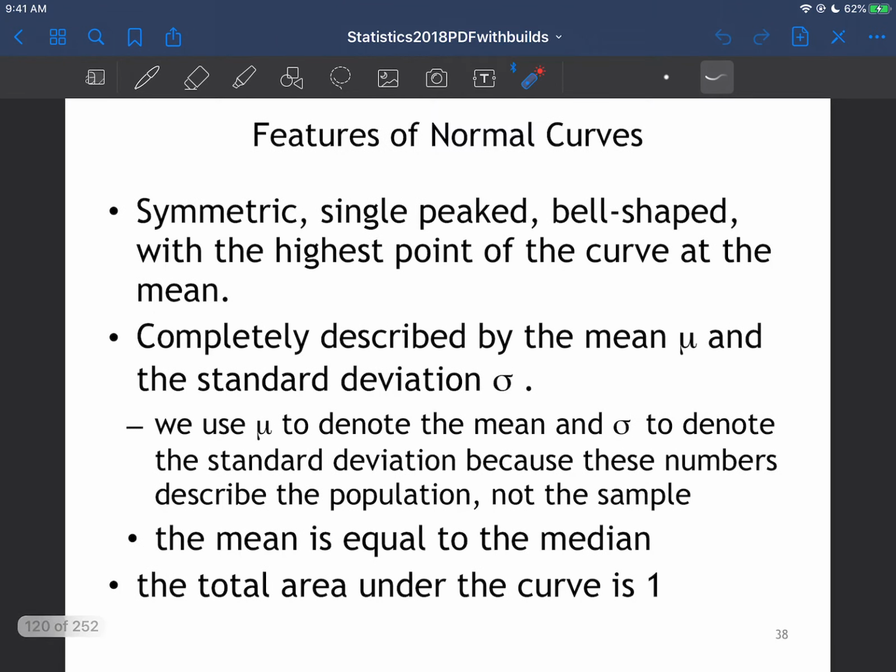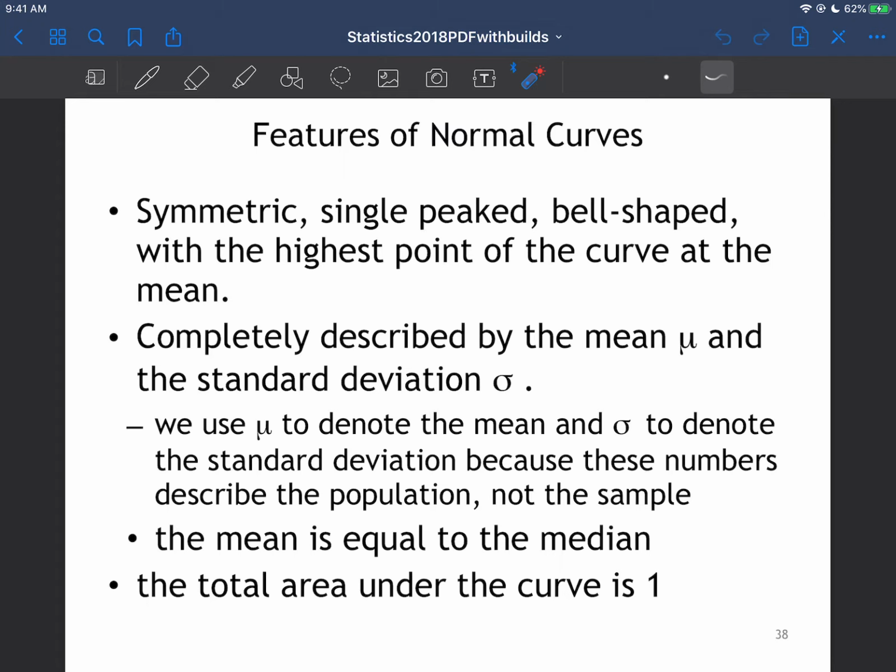Okay, so our goal this week is to look at normal curves. Generally speaking, normal curves are always symmetric. They have a single peak. They're bell-shaped with the highest point of the curve at the mean. The normal curve is completely described by the mean, mu, and the standard deviation, sigma.